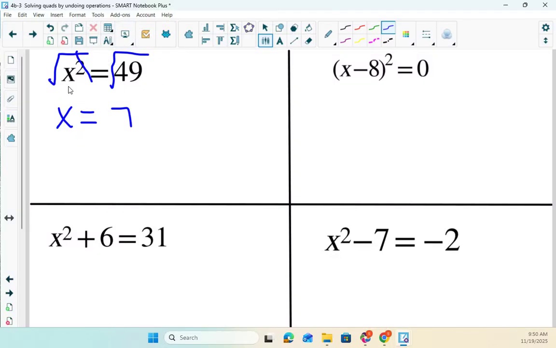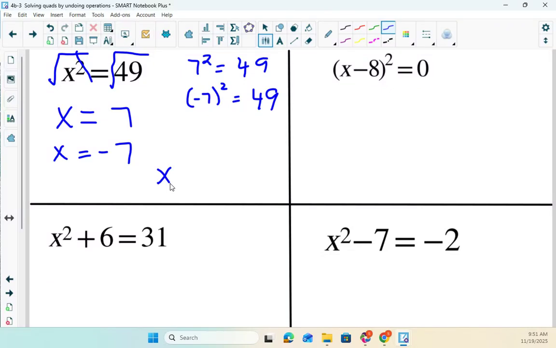Now, usually, because this is a quadratic equation, you should get two solutions. And that's because if I take 7 squared, I'm going to get 49. If I also do negative 7 squared, I'm also going to get 49. So your solution should actually be x equals 7 or x equal to negative 7. Or you can write it as x is equal to positive or negative 7.